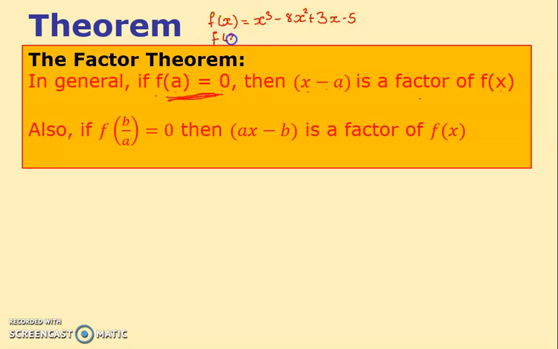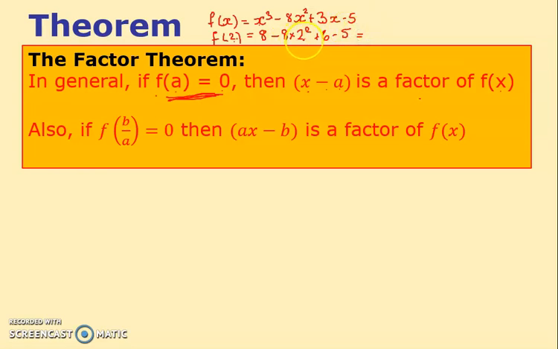Now, if I put my number in and get an answer of 0, I've found a factor. I bet I won't because I've made this up. So x cubed: 2 cubed is 8. And I've said minus 8 times the 2 squared, plus 3 times 2, which is 6, take away 5. That's my function that I've made up.